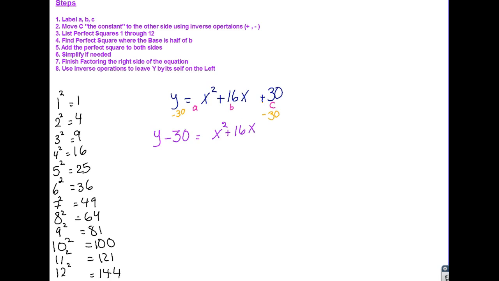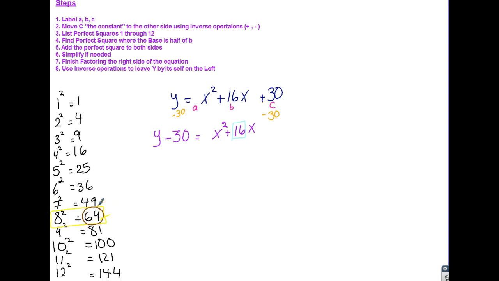So until you learn your perfect squares, you need to list the perfect squares 1 through 12 on the side, so it will help you figure out how to complete the square. Then, number 4, find the perfect square where the base is half of b. So, what is my b? 16. Half of 16 is 8. So, I'm going to use 8. So, my perfect square is 64.